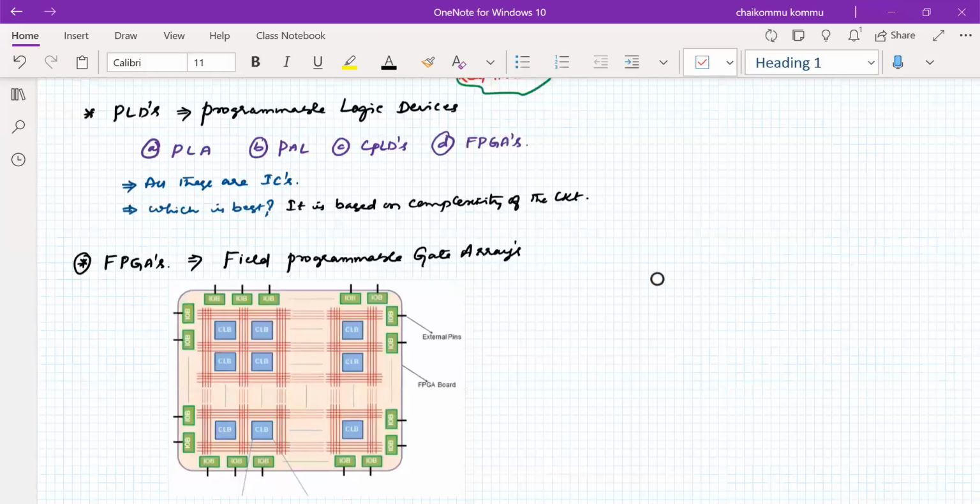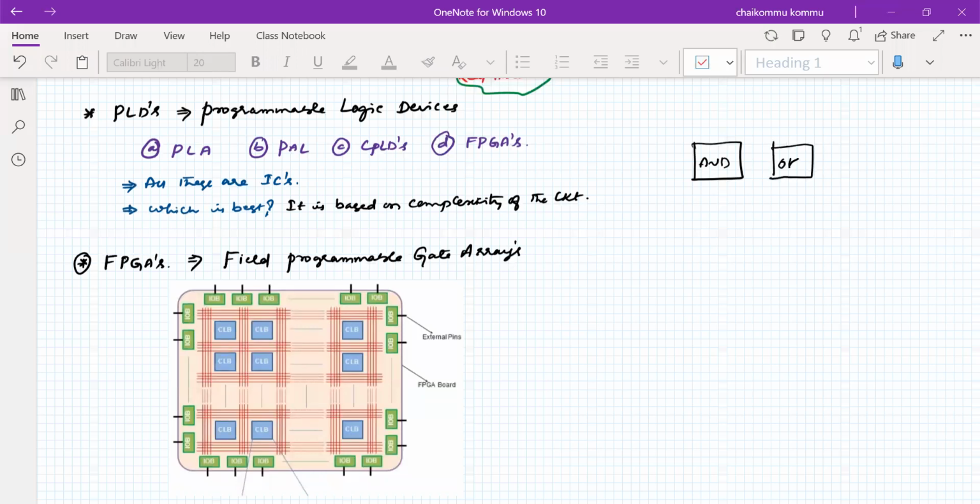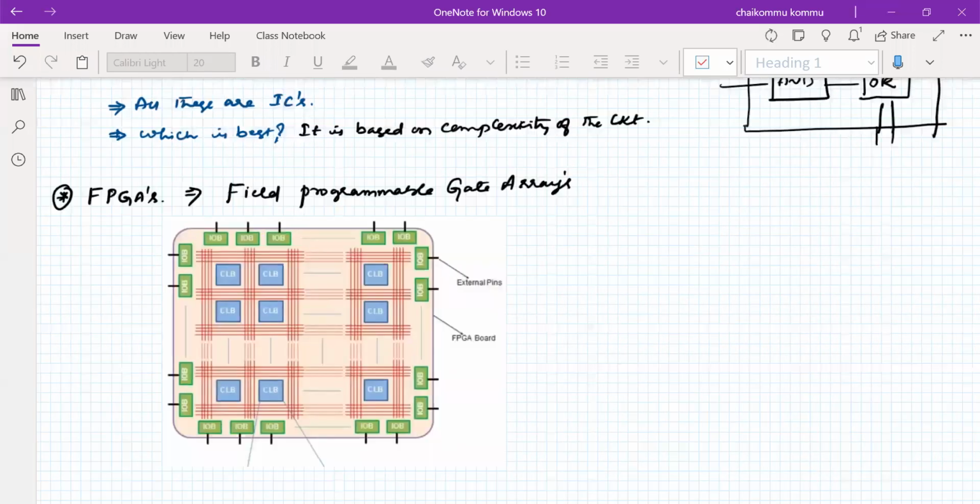Then I will write the PLA and PAL also. There will be an AND plane, an array of AND gates, and an array of OR gates. Whether these AND gates and OR gates are programmable or not depends upon the type of PLD that you are considering. Generally, the basic AND gates and OR gates will be there. This is the general structure for the PAL or PLA or CPLDs. Whereas the FPGAs are something like this.